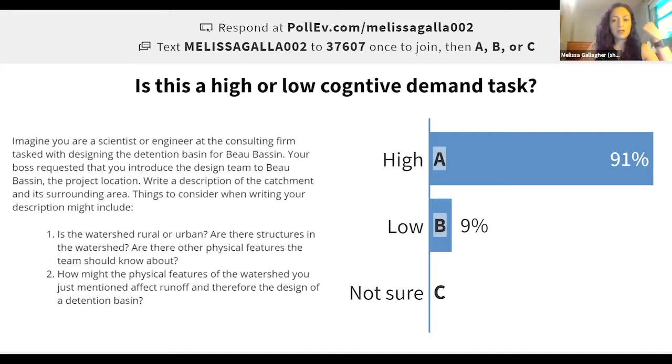Yeah, everybody is making great points. I think that number 2 is asking you to draw a connection among ideas, which is what the little subtext under analyze is. You're relating the physical features to runoff and then the runoff to the design. So it's not just to understand. I think it's taking it to the higher level there, if done correctly.